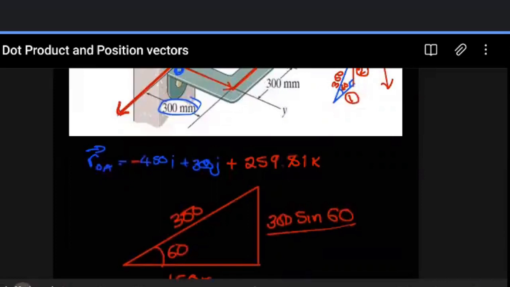So this sorts out the vector for A. Any questions?